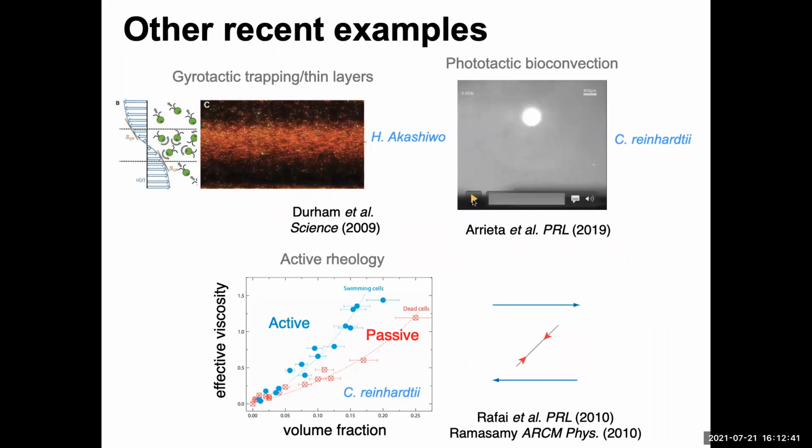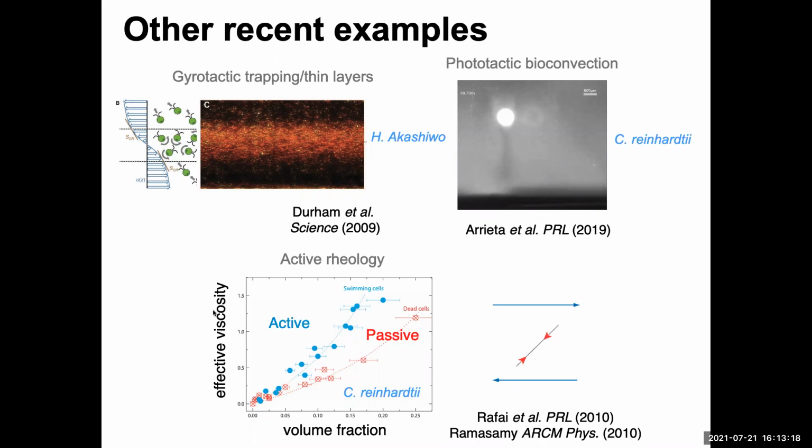So this is also a really nice example of how a suspension of algae which responds to light can behave. So here you have a light shining in a suspension, and you'll see what happens. As the light shines, it concentrates the cells and generates an instability, causing the cells to sink. So this was work by Arrieta et al. and Marco Polin's group.